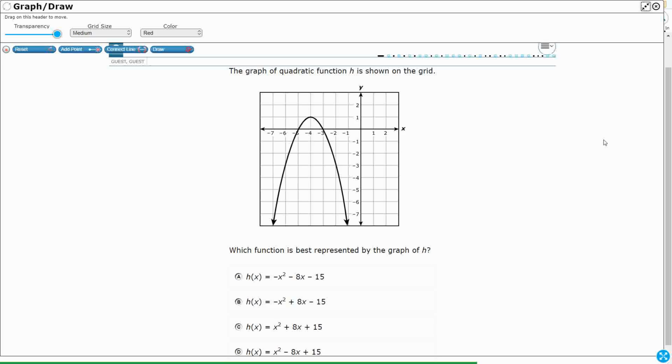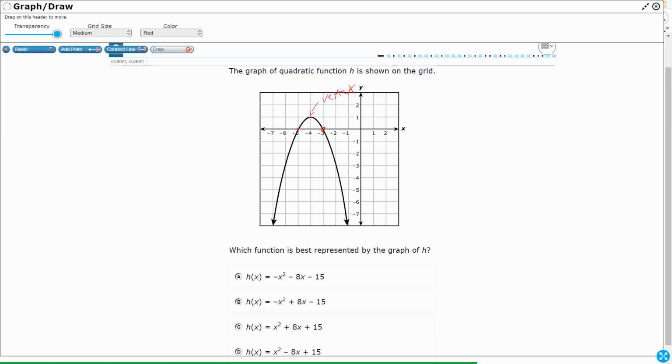All right, so we've got this quadratic function here, and we need to figure out which of these functions best represents this graph. All we can tell is it's got a maximum value right there at 1, right? We can see that we've got a vertex right there, and we've got some zeros, some solutions. That's where it crosses the x-axis, right? So we've got those 2 points. That's about it. So how do we solve this?